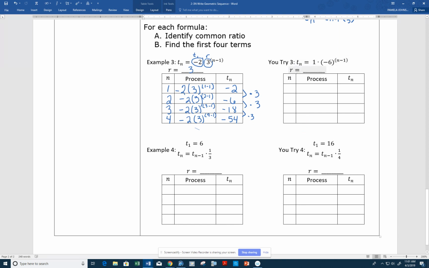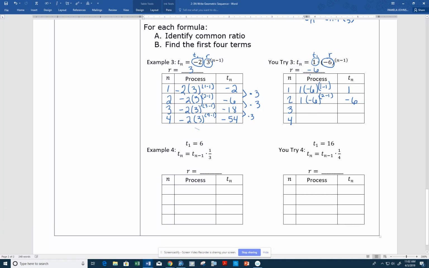Okay, so let's look here. This 1 is our t sub 1. This negative 6 is our common ratio. So we're always numbering. Our n's always start with 1. So our process, we've got 1 times negative 6 to the 1 minus 1 power, which just gives us 1. 1 times negative 6 to the 2 minus 1 power gives us negative 6.